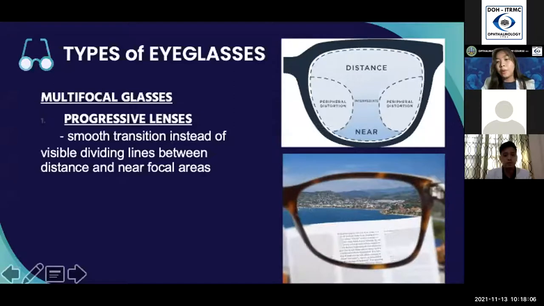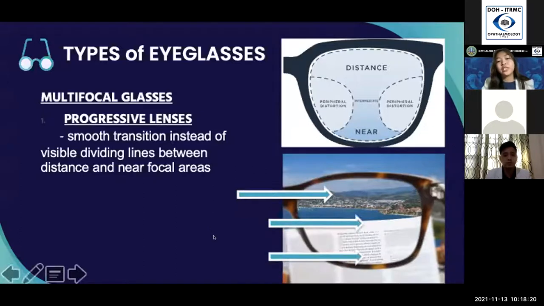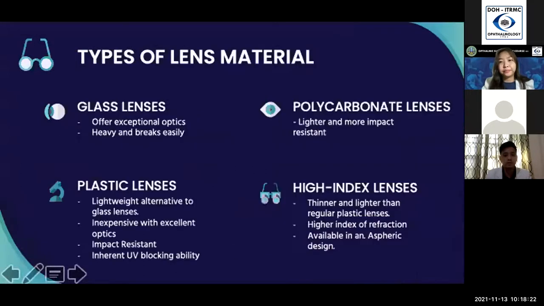Progressive lenses can cause more distortion than other types of lenses, making them difficult to wear for approximately 10% of the population. So this is where the distance vision is corrected, intermediate vision, and this is for the near vision. So next topic is the types of lens materials. So we have different types of lens materials.